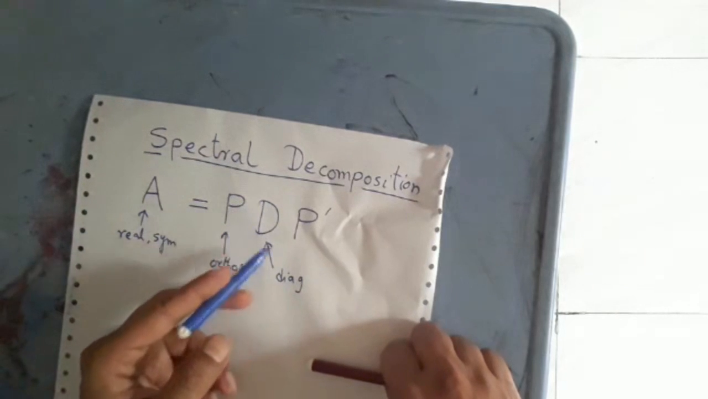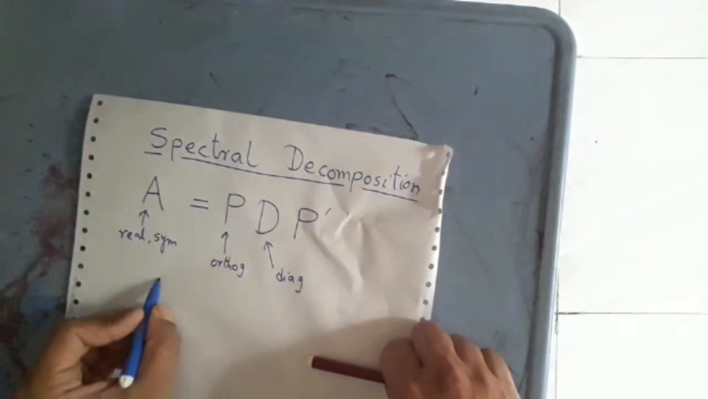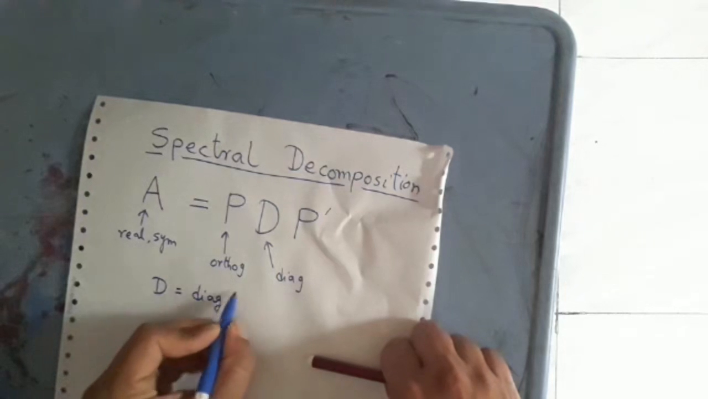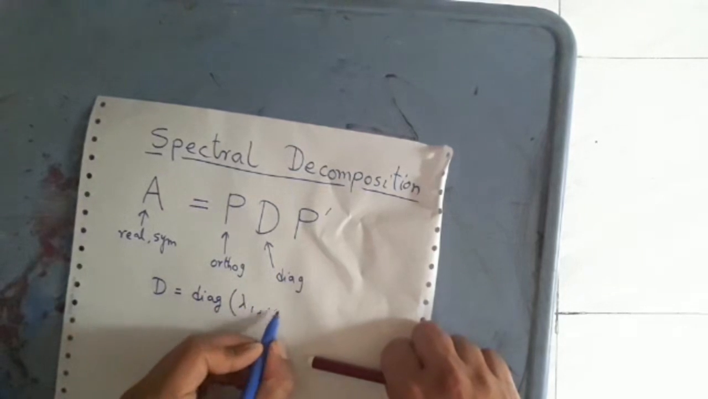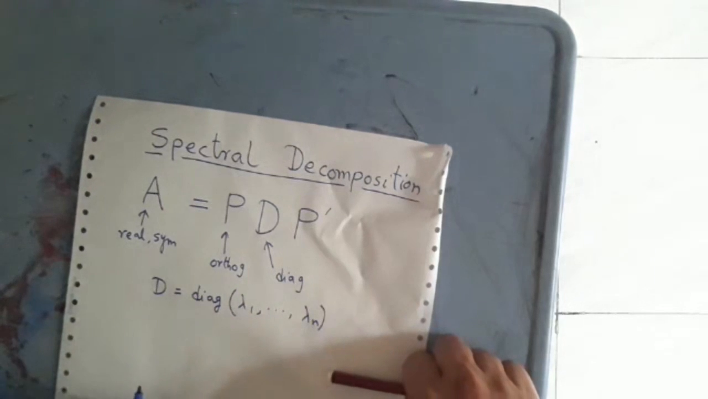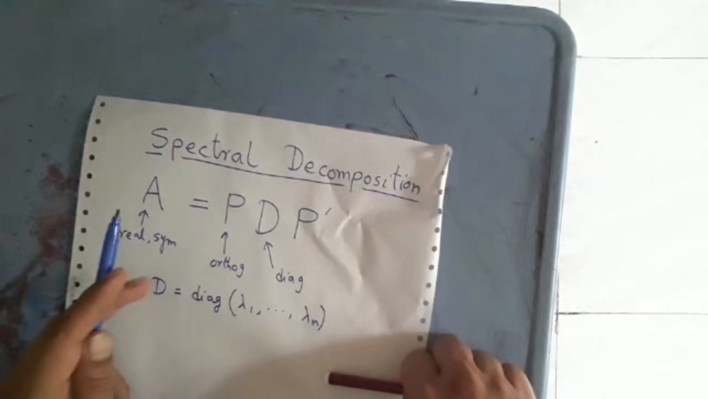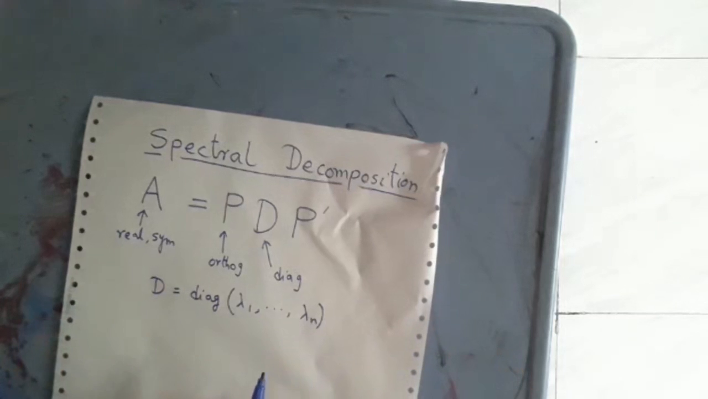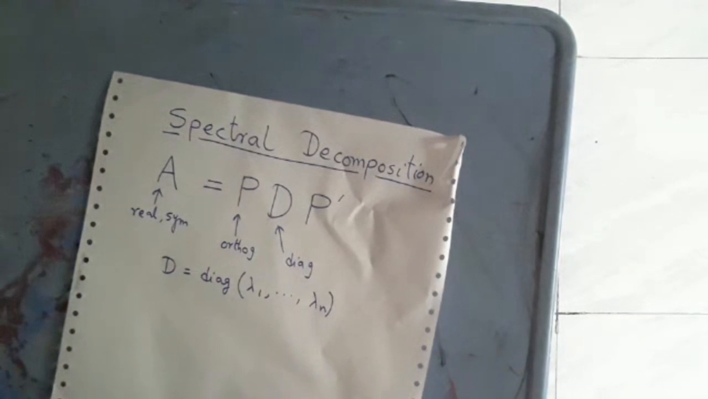Now the diagonal entries of this D, they are the eigenvalues of A. So if I consider these as a diagonal matrix with entries lambda 1 to lambda n, then these lambda i's are the eigenvalues of the matrix A. So this led Jacobi to try to think of a method to compute the eigenvalues lambda i's in this way.